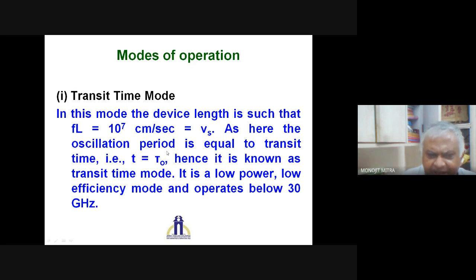That means tau, if tau 0 is the transit time of the device, and then t equal to tau 0, and that's why this mode is called transit time mode.